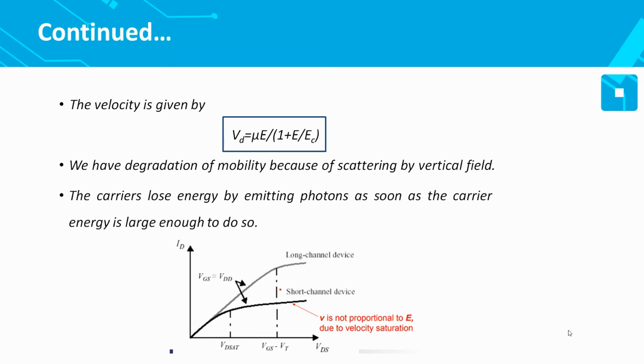So in this graph, we can see comparisons between the long channel device and the short channel device. In the short channel device, the velocity is not proportional to the electric field due to this velocity saturation. So as soon as VDS reaches VD sat, it reaches the condition of saturation. The drain current gets saturated. But in long channel devices, only at VDS equal to VGS minus VT does the ID current get saturated.